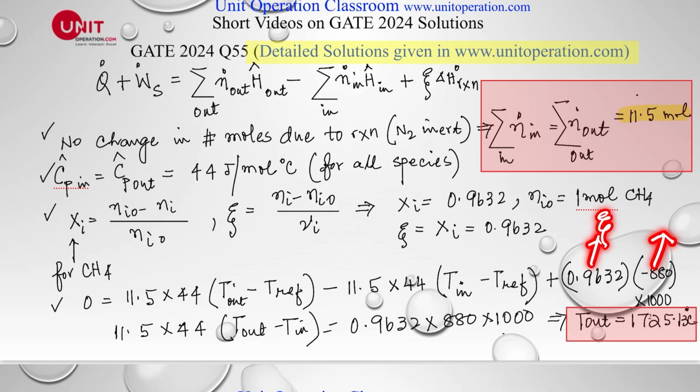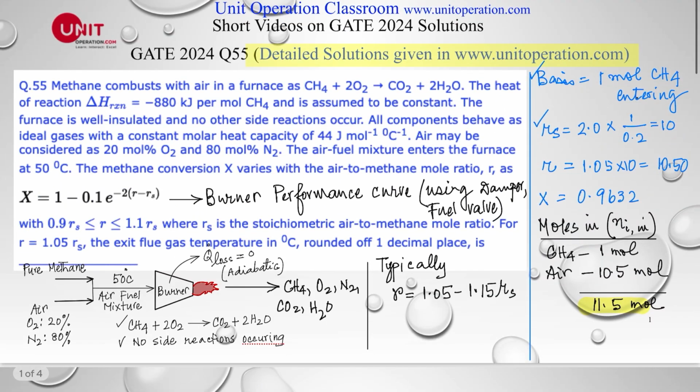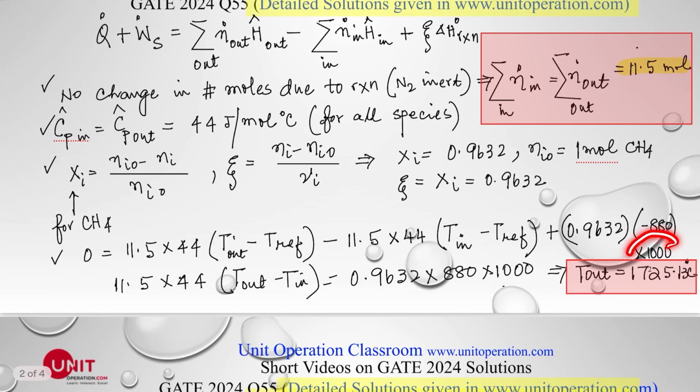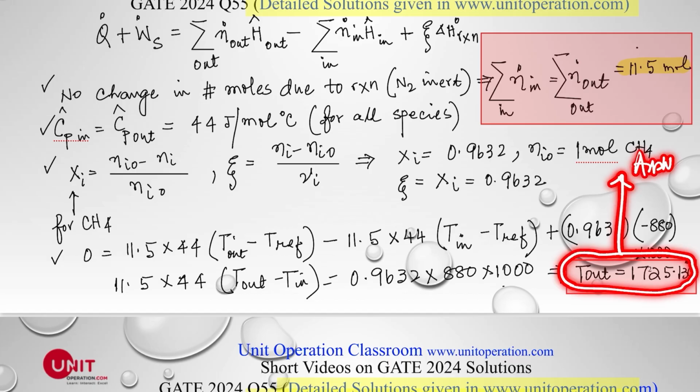This value is given, and this factor 1000 is because it is given as kilojoule per mole of methane. This is in terms of joules, so we have to multiply this by 1000 to bring parity here. So that's where this 1000 is coming in. If we do the calculation, this is the temperature. So this is my answer, that is 1725.13 degrees Celsius.